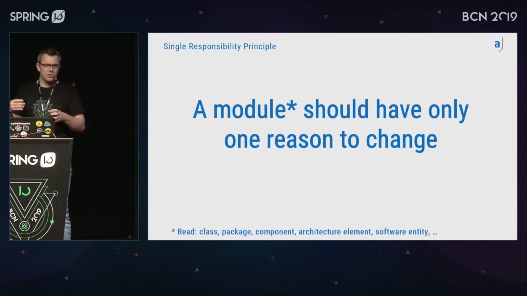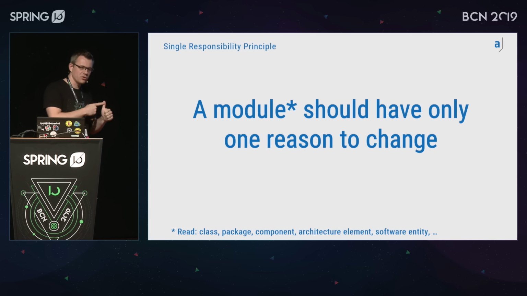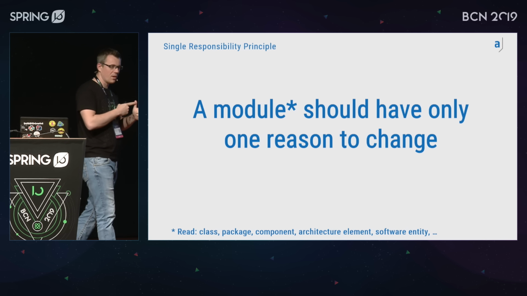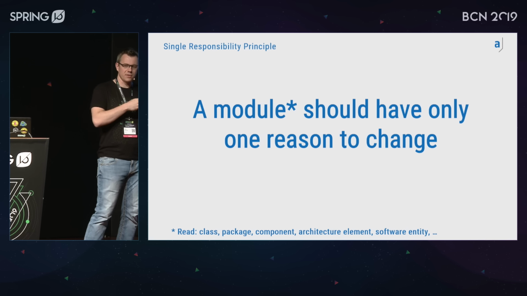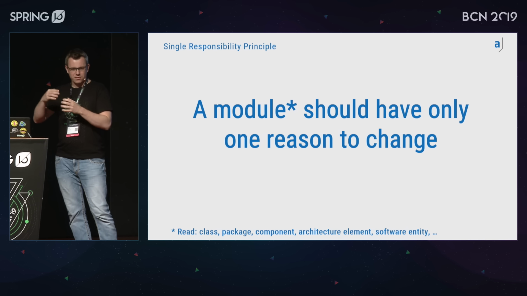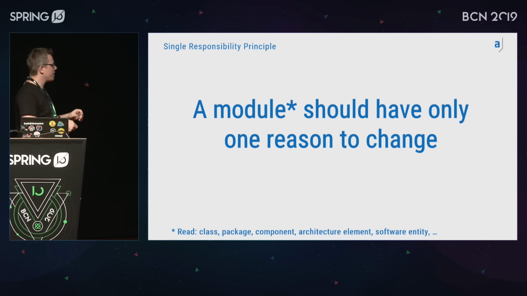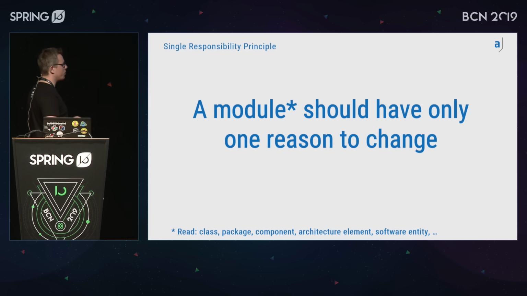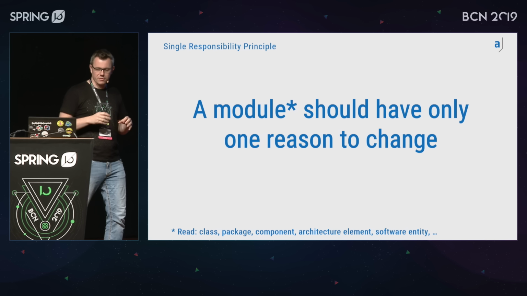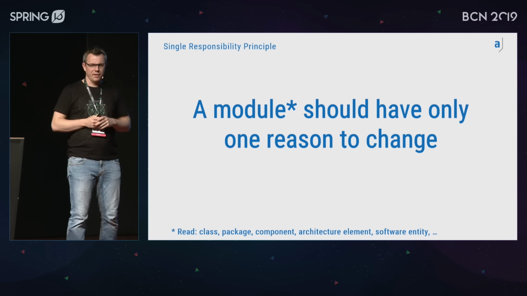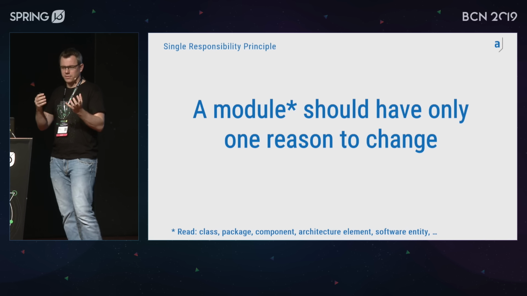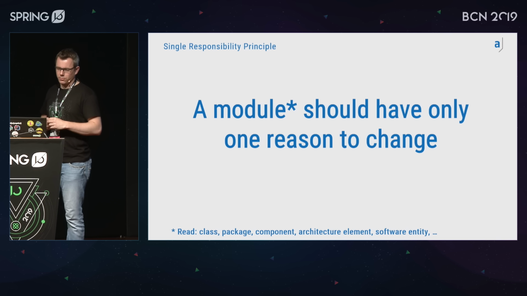While if a module or class only has one reason to change, it's only going to be changed for this one reason. And this makes the code base more stable. Instead of module, you can read class, package, component, whatever architecture or code element you want.